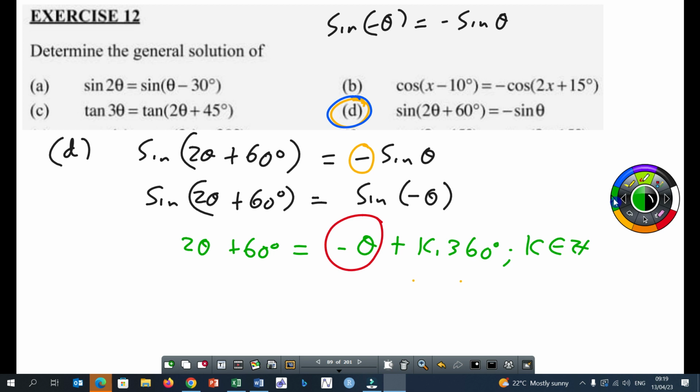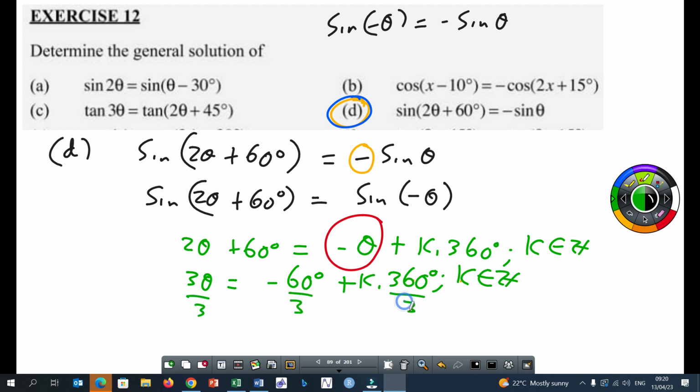So here we simplify, we take the minus theta to the left, so we get 3 theta equal to minus 60 degrees plus k times 360, where k is an integer. And then you divide both sides by 3. You end up getting theta equal to minus 20 degrees plus k times 120 degrees, where k is an integer. Are you following there? So I have dealt with the fourth quadrant. This general solution caters for the fourth quadrant.